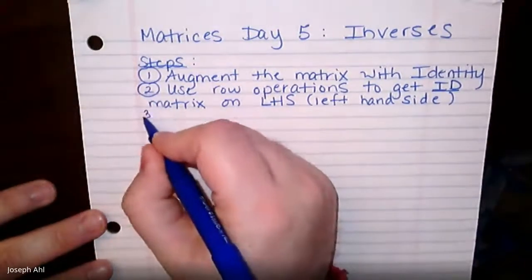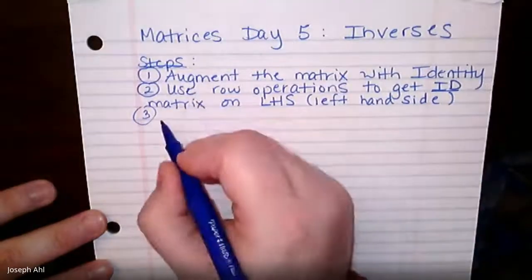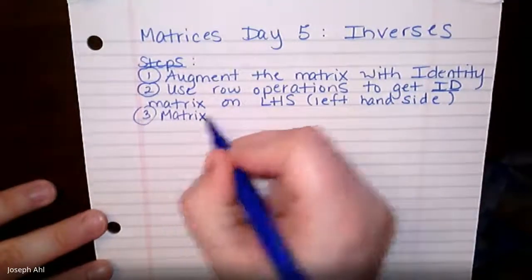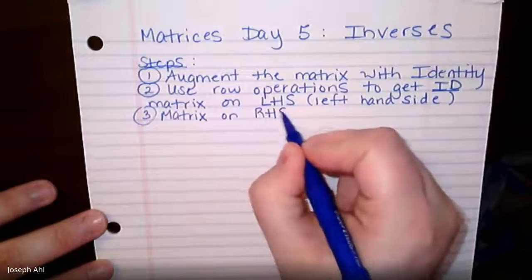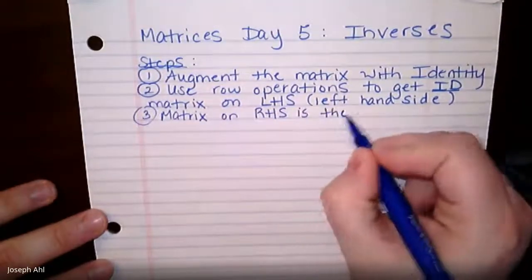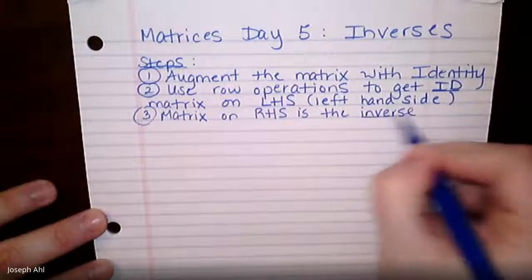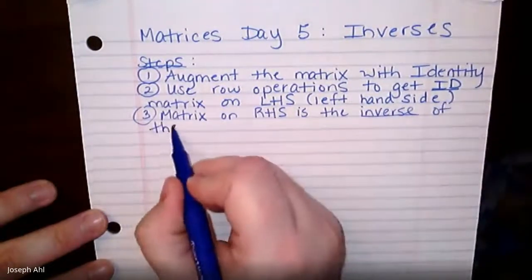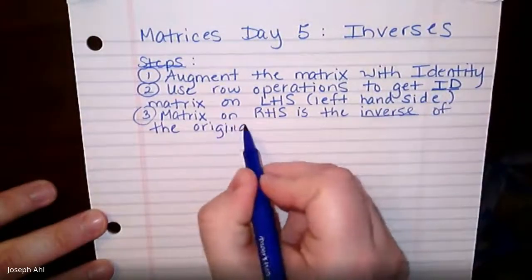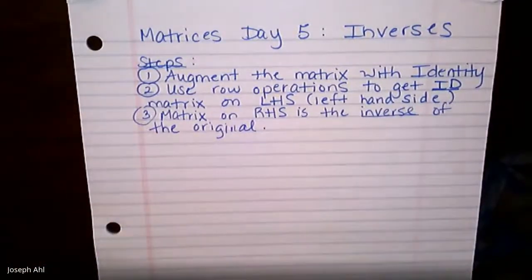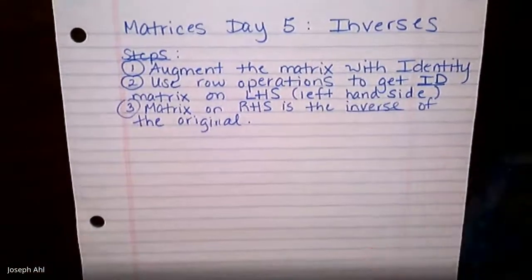And then the last step is actually just a concluding step. There's not any work involved here, but the matrix that's on the right side, the RHS, right-hand side, is the inverse of the original matrix you started with. This will make a lot more sense once we start looking at some examples, but here's what the goal and the process is going to look like. Augment the matrix with the identity, use some row operations to make the identity appear on the left-hand side. We're going to draw a wall in, just like we've seen walls in other matrices. Whatever's left on the right-hand side is the inverse of what we started with.